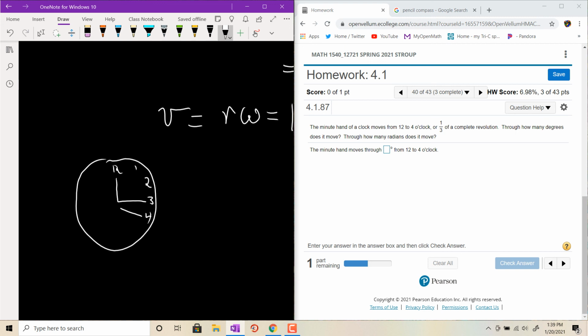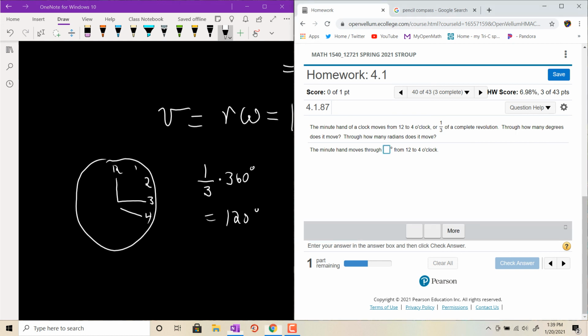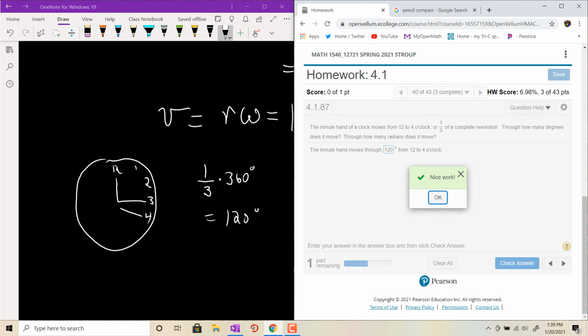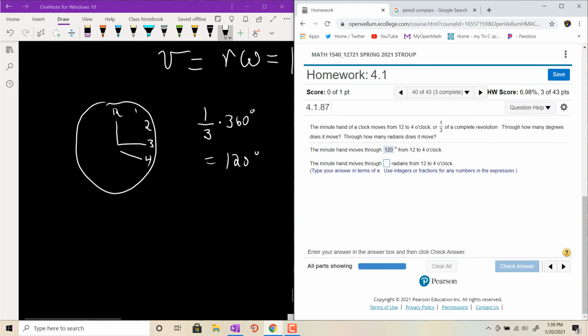For degrees, it's just 1/3 of a full circle, so 1/3 of 360 degrees. That looks like 120 degrees. So we just come over here and type that in. Looks like they put the degrees in there for you. And then what else? Radians.